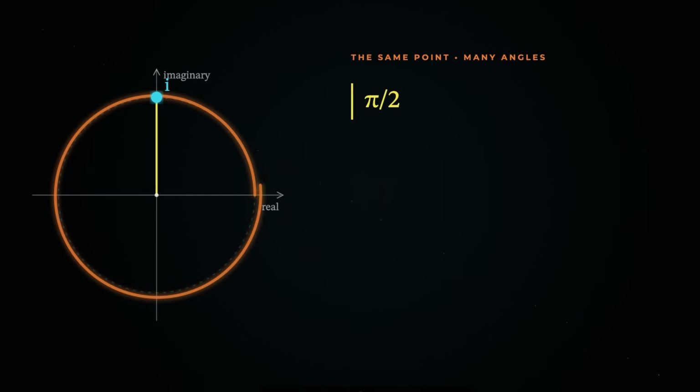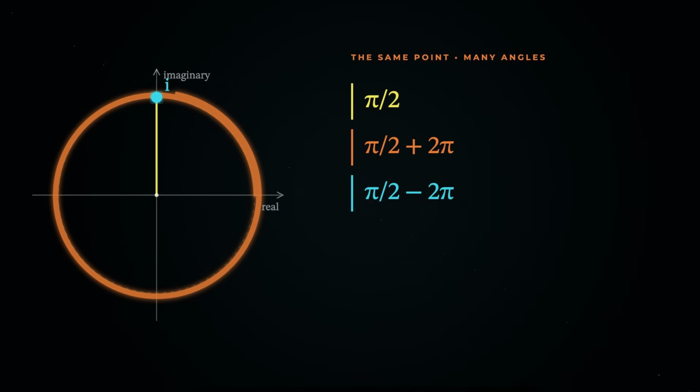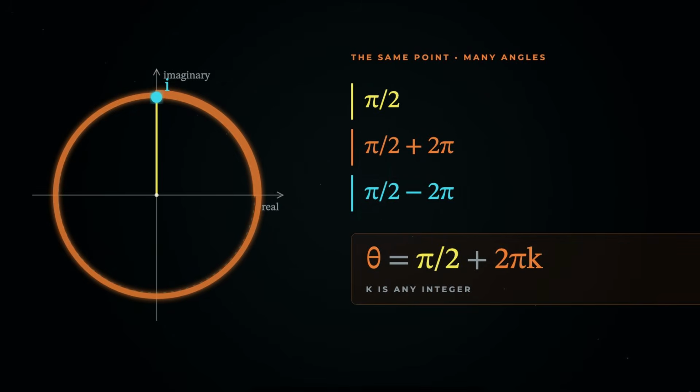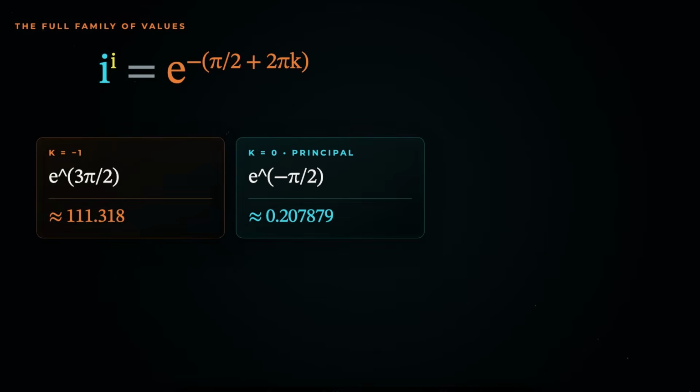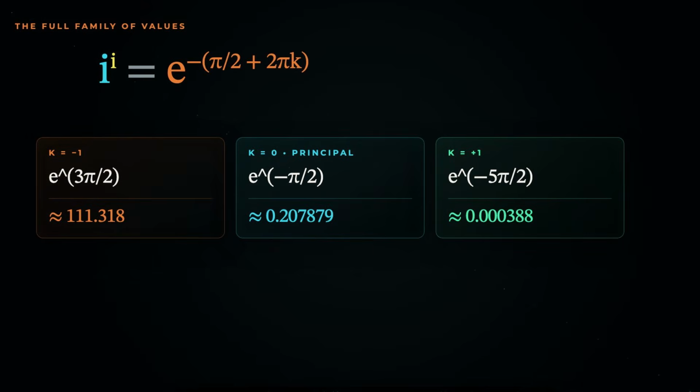Angles on the complex plane repeat after every full turn. We can reach i using pi/2, but also by adding or subtracting any number of complete rotations. So its angle can be pi/2 plus 2 pi k, where k is any integer. Using all of those possible angles gives i to the i equals e to the negative quantity pi/2 plus 2 pi k. Every integer k produces a different answer, but every answer is still positive and real.